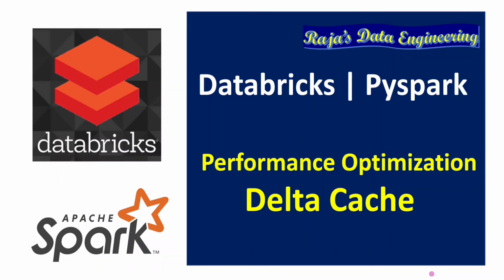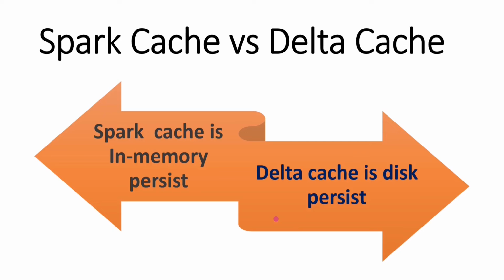In this video, I'm going to talk about one of the performance optimization techniques in Delta Lake development, that is Delta Cache. I have already posted a video about Spark Cache and Persist. In case you haven't watched that video, I highly recommend watching it to understand how Spark Cache works. While we already have the Spark Cache technique for performance optimization, what is Delta Cache and why do we need it?